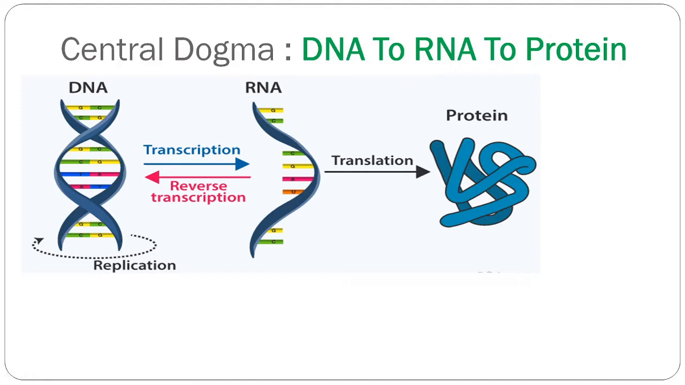But one more mechanism that we are going to see is replication. When the cell divides, DNA is necessary to go into the other cell. So the whole DNA is replicated and another copy is synthesized. This copy of DNA will enter the new dividing cell. So these are the three processes: replication, DNA to DNA; transcription, DNA to RNA; and translation, RNA to protein. So this is the central dogma.